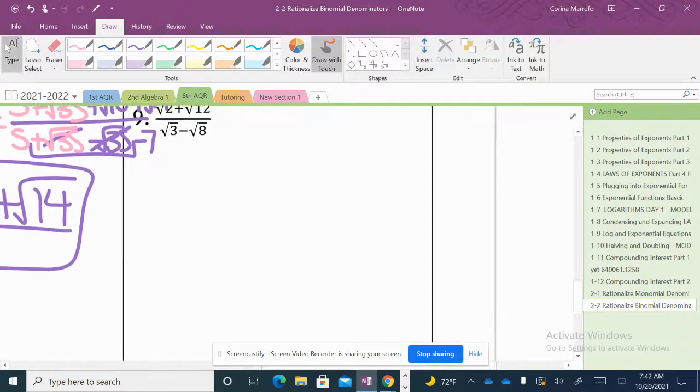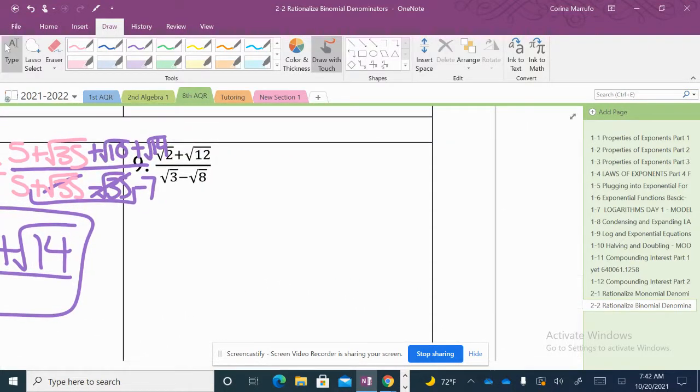Okay, one more like this. So on the denominator, we have the square root of 3 minus the square root of 8. So we're going to cancel out the square roots by multiplying by the square root of 3 plus the square root of 8. What we do on the bottom, we also have to do on the top because we want to cancel out the square root on the bottom only.